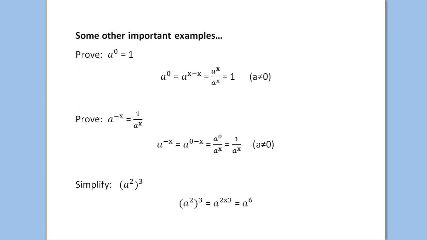And then simplify a squared, all in a bracket, to the power of 3. So a squared all cubed. Well, if you see an expression like this, you just simply multiply the powers. So a to the power of 2 in a bracket to the power of 3 is equal to a to the power of 2 times 3, which equals a to the power of 6.